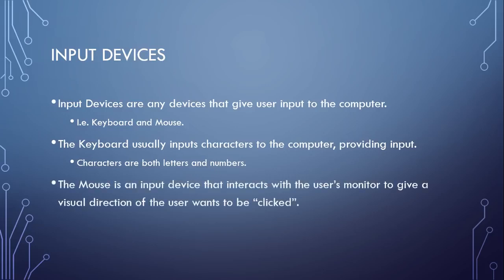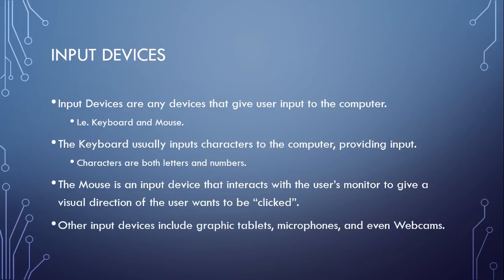Now, the mouse is an input device which interacts with the user's monitor to give a visual direction of what the user wants to be clicked. So if you move your mouse and click on it, something will happen. If you right-click, something else will happen, depending on whatever is mapped for that mouse function. Other input devices typically include things such as graphic tablets, microphones, and even webcams. You might be able to think of some other input devices that may not be listed on the slide. If you're giving some kind of input, that's an input device. Such as, let's say, a school mobi is an input device.